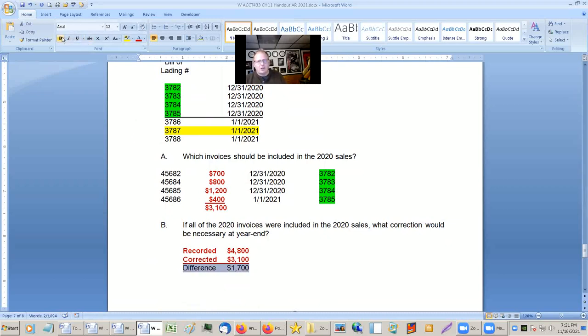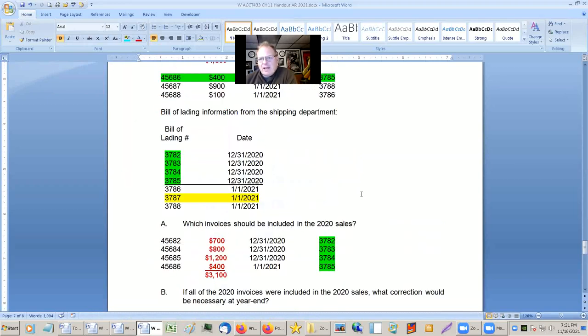Yeah, so this is what you would have the correction for. Now, again, you might look at whether it's material or not material, which is another question. But this would be the difference between what they should actually have on the books and what they recorded.